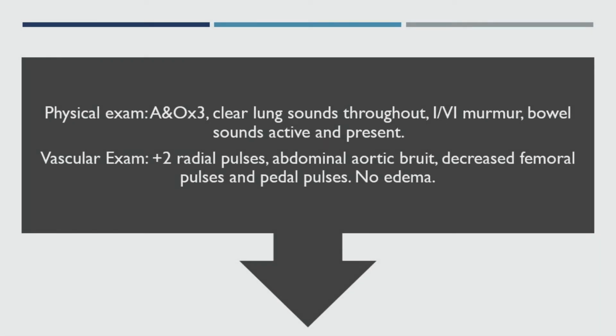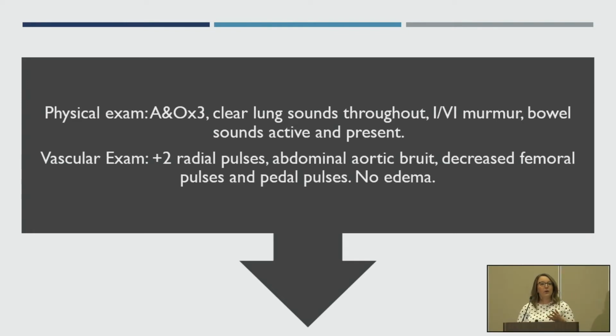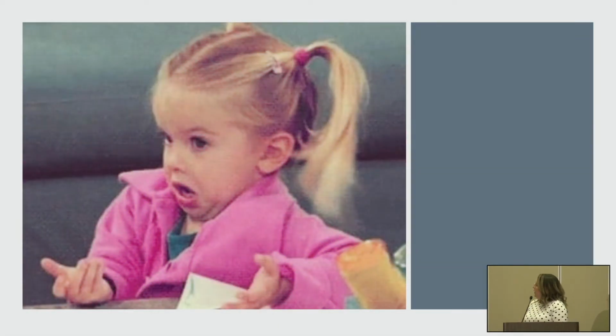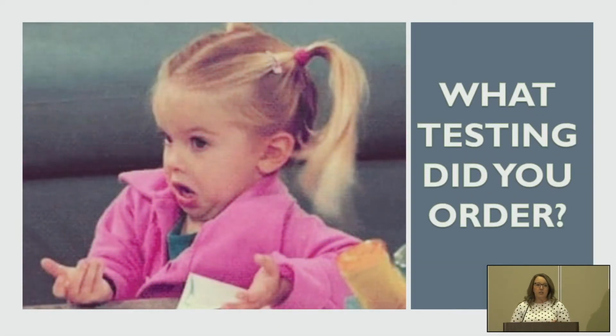So, physical exam. We read the referring provider's records, and they had reported that the pedal pulses were diminished, but upon me seeing the patient, he had an aortic bruit, and he also had decreased femoral pulses. So at this point, what testing did you order?